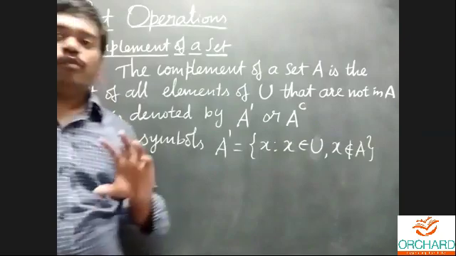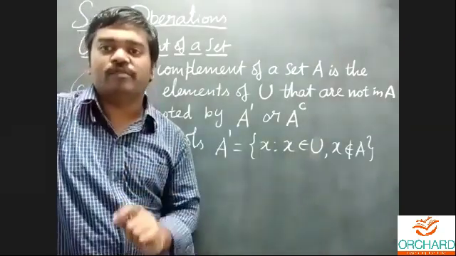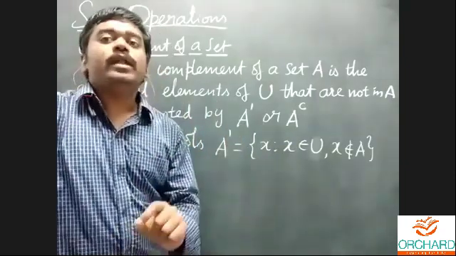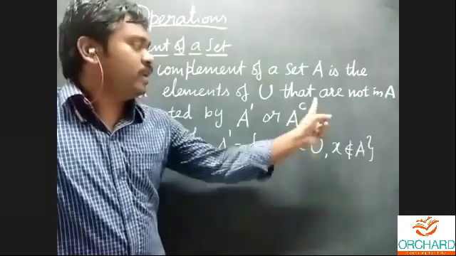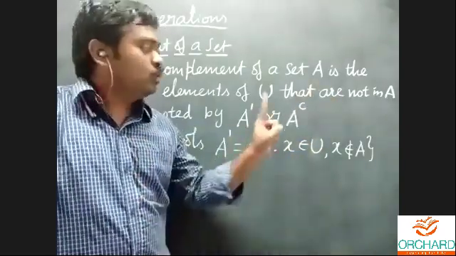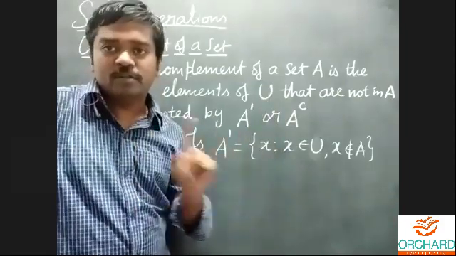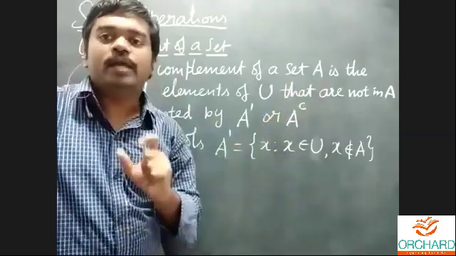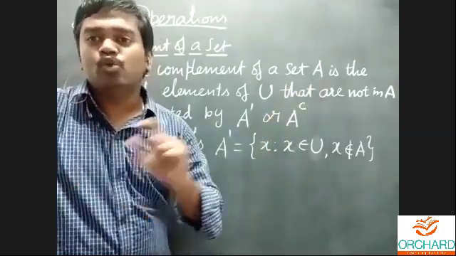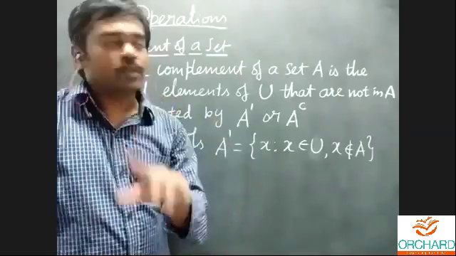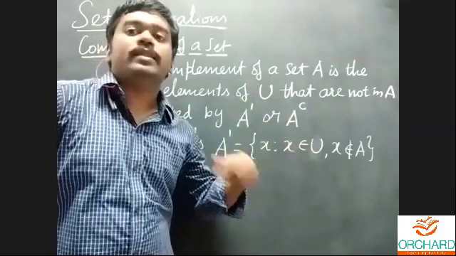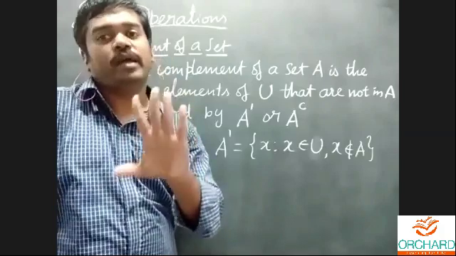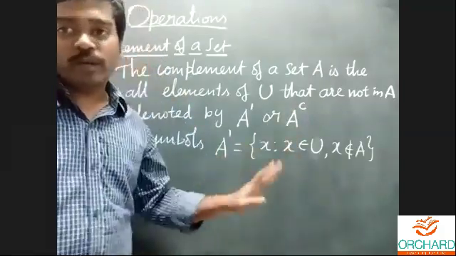For example, the universal set consists of elements 1 to 10. There are 10 elements in the universal set. Then I can define set A as the set of even numbers from 2 to 10: 2, 4, 6, 8, 10. What is the complement of the set? Other than the even numbers, it is the odd numbers: 1, 3, 5, 7, 9. That's all. This is the complement of a set, one of the examples.